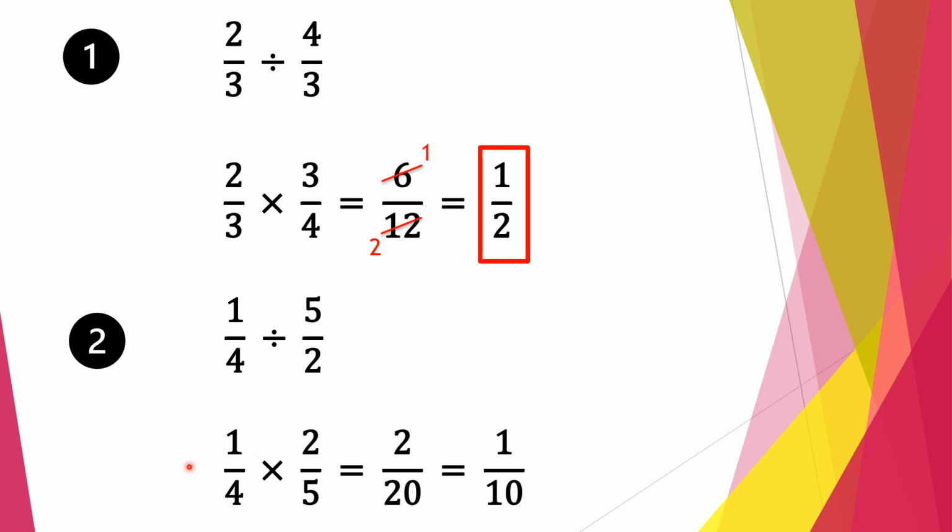We times the numerators first, and then the denominators. So 1 times 2 is 2. 4 times 5 is 20. Now top and bottom is divisible by 2. 2 goes into 2 once, 20 goes into 2 10 times. So our solution is 1/10.